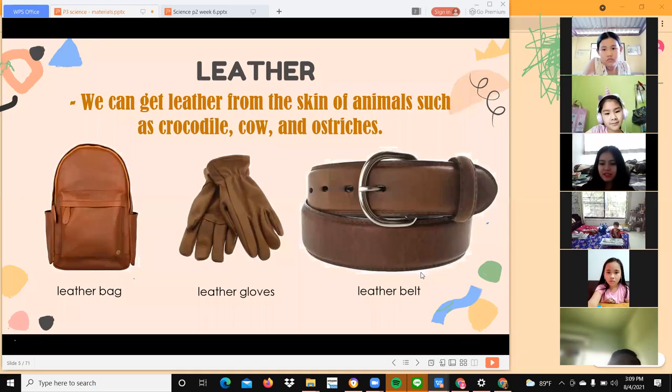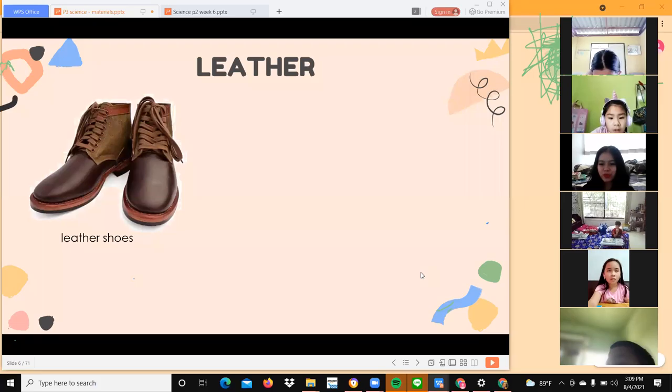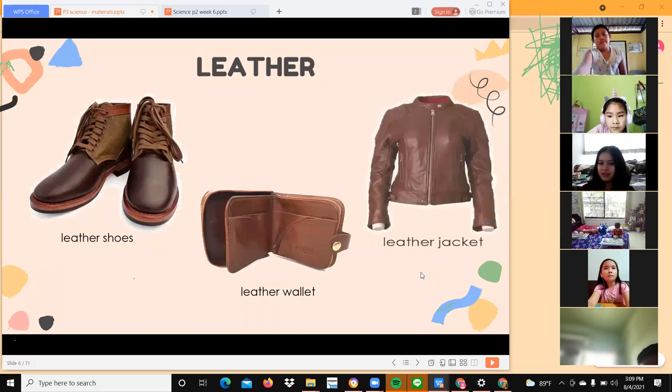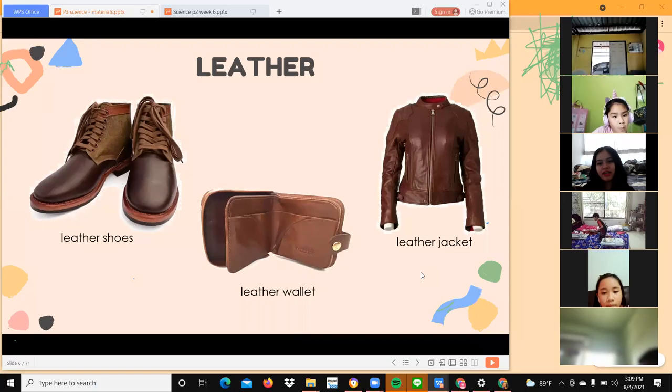Okay, we also have here leather shoes. What else? We also have a leather wallet. Leather jacket. Who among you has a leather jacket, wallet, or leather shoes?